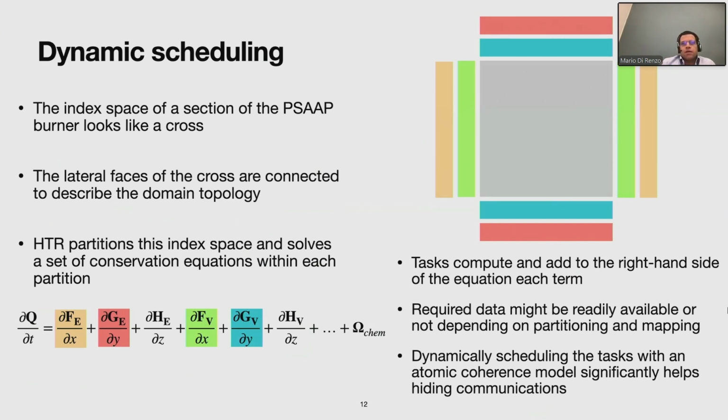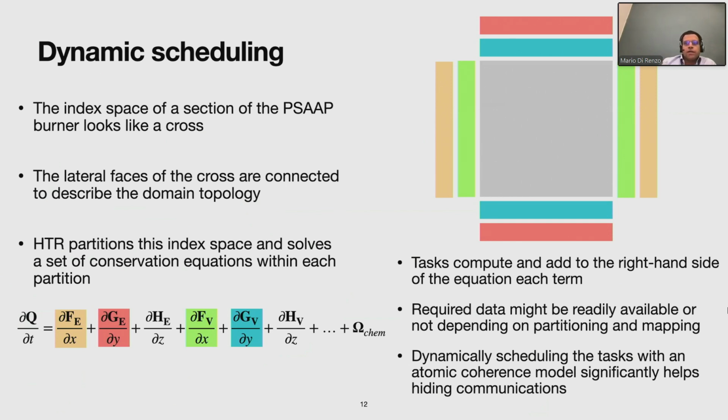And depending on how the domain has been partitioned and how the tasks are mapped, some of these data can be locally available on the node, or may not be, or may need to be communicated across nodes or different elements of the HPC that we are using.